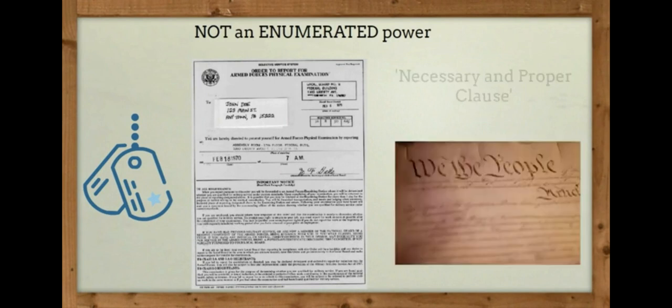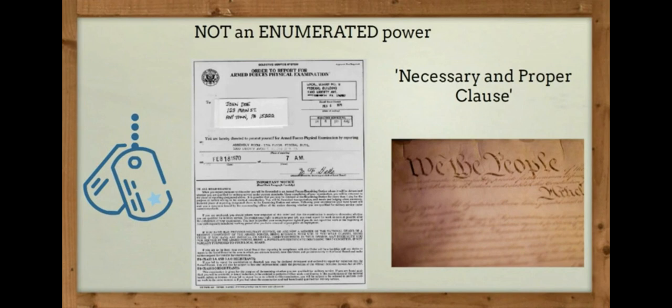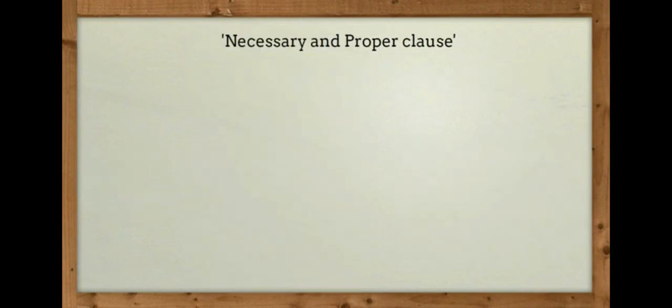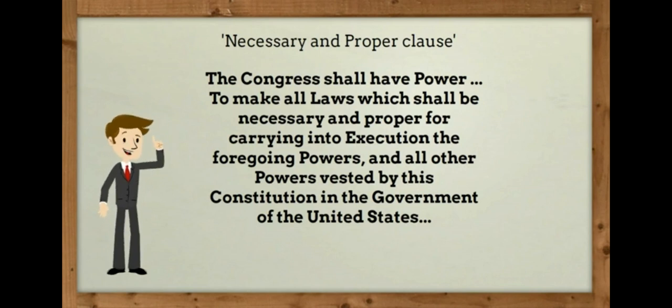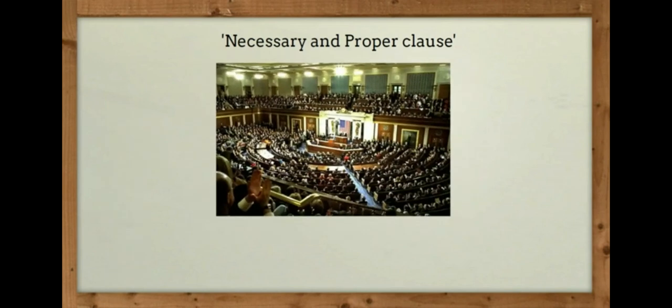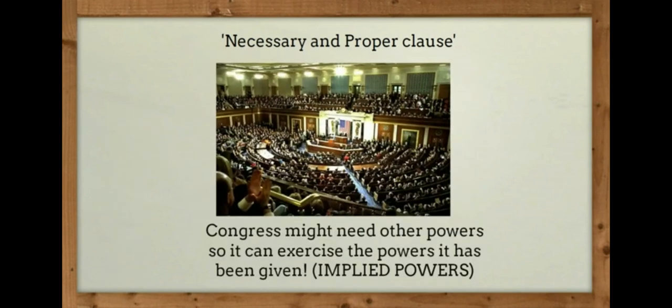under what is called the Necessary and Proper Clause of the U.S. Constitution. The Necessary and Proper Clause says that Congress shall have power to make all laws which shall be necessary and proper for carrying into execution the foregoing powers and all other powers vested by this Constitution in the government of the United States. So let's see if we can break down that complicated text from the Constitution into some simpler terms. The Necessary and Proper Clause basically means that Congress might need other powers so it can exercise the powers it has been given. These are called implied powers because the Constitution implies that Congress has that ability.